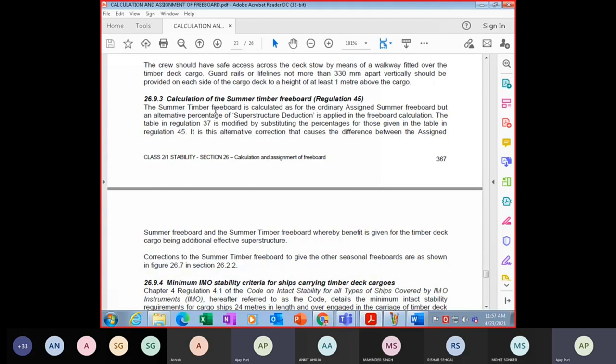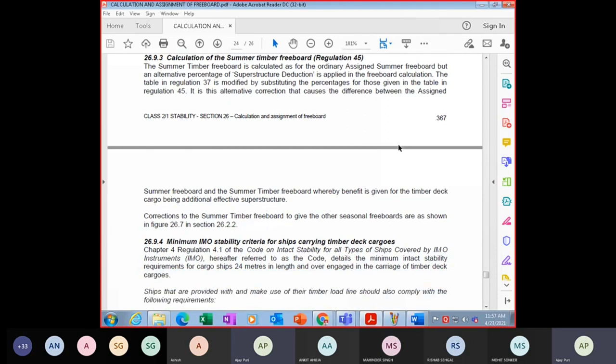So the summer freeboard is calculated as ordinary assigned freeboard, but an alternative percent of superstructure deduction is applied in the freeboard calculation. So Table 30 is a regulation that is modified by substituting the percentage given in the table in Regulation 45. It is an alternative correction that causes the difference between assigned freeboard and the summer freeboard, whereby the benefit is given to the timber cargo being additional effective superstructure, because this gives the reserve buoyancy.